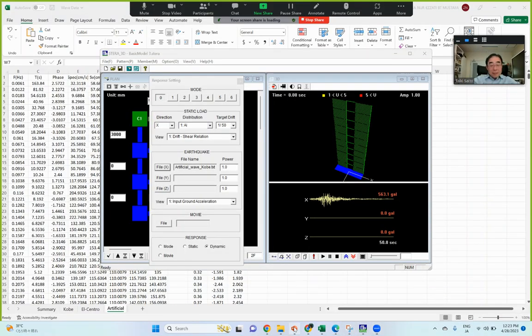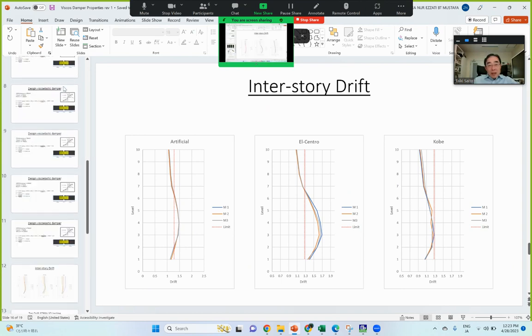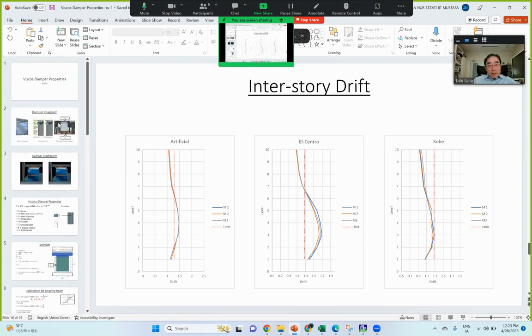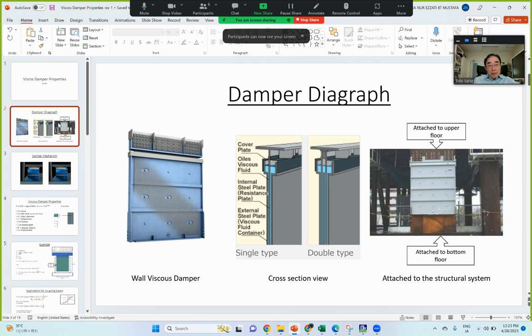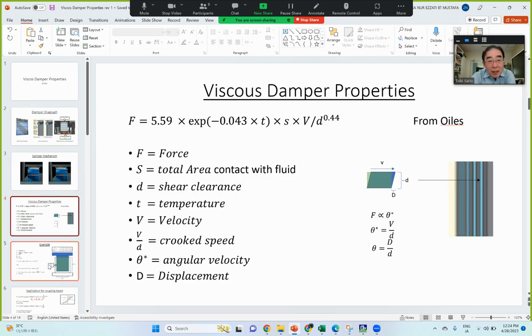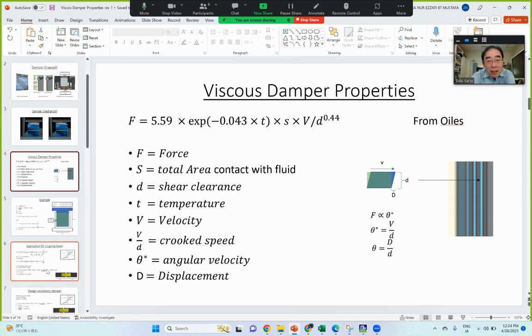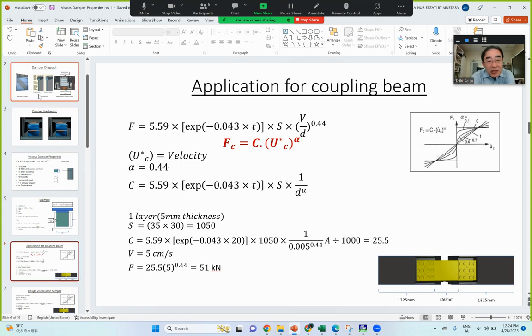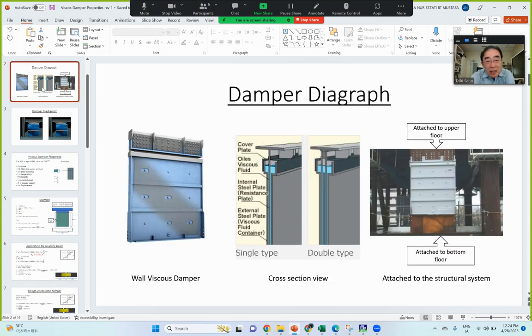So basically, this is my slide. First of all, I tried to understand the viscous damper wall. This is what we discussed last time, and I tried to apply the viscoelastic one. Could you go back to the picture of this damper? This is an oilless viscous damper wall. There are single type and double type.